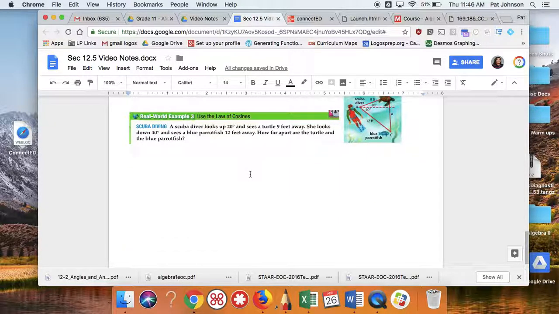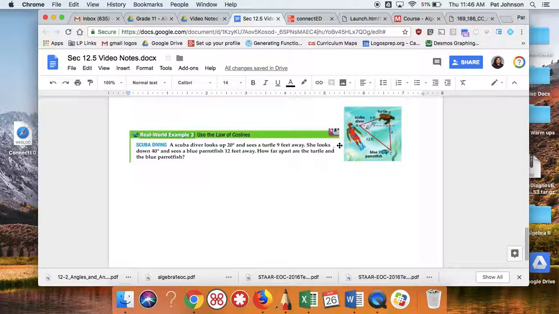Let's look at example 3. It says a scuba diver looks up 20 degrees and sees a turtle 9 feet away. She looks down 40 degrees and sees a blue parrot fish 12 feet away. How far apart are the turtle and the blue parrot fish? So you make a triangle, and this is what we're looking for. We're looking for a side. And this angle here, remember we look at the angle of elevation and angle of depression. Together it's 60 degrees.